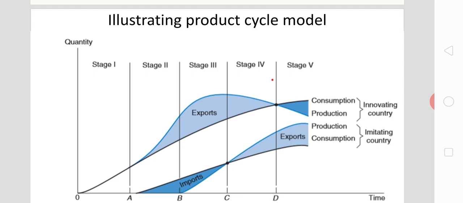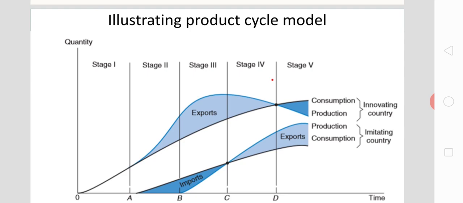And in the second stage, as time passes, the production level of the innovating country has increased significantly, and they started to produce more commodities than they required. So the excess production is usually exported to the imitating country. It is shown by the exports in the blue part of the diagram. So that is export.